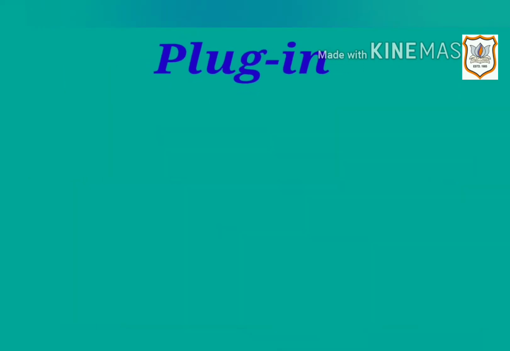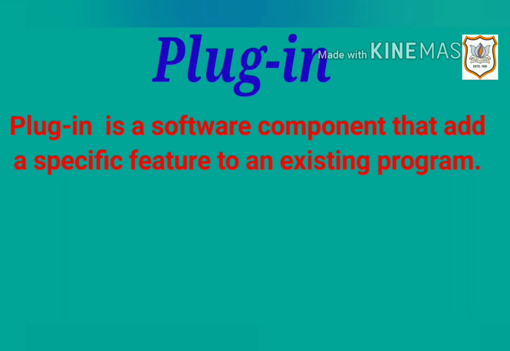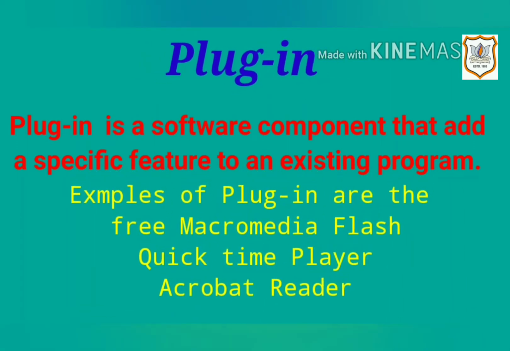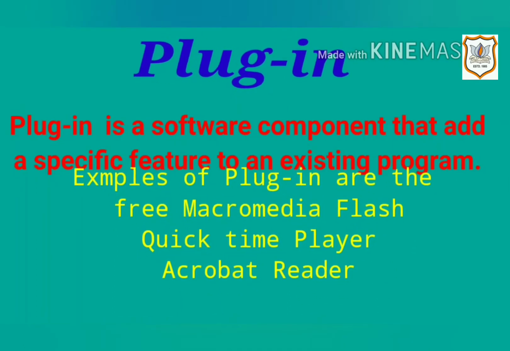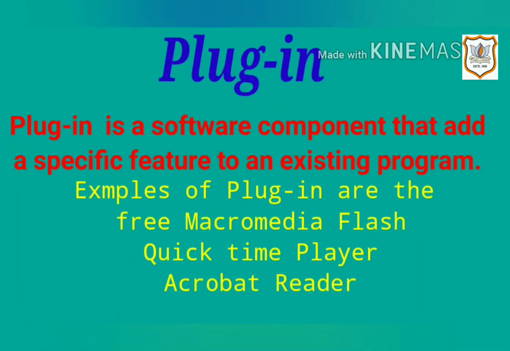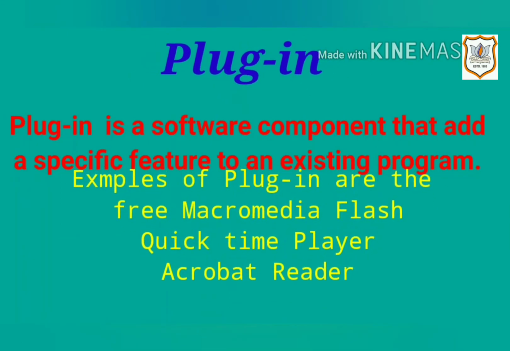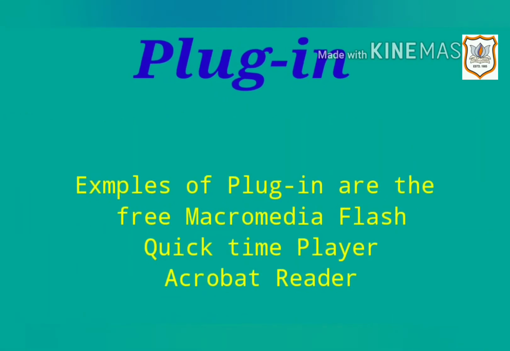Next one is a plugin. Plugin is a software component that adds a specific feature to an existing computer program. It can be easily installed and used as a part of the web browser. Examples of plugins are the free Macromedia Flash, QuickTime Player, and Acrobat Reader. Macromedia Flash Player is a plugin that allows the web browser to display animation using the Flash format.